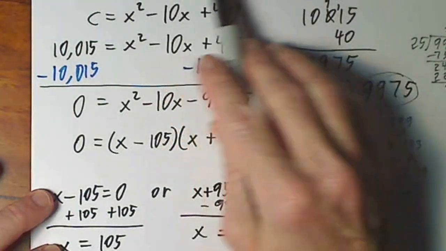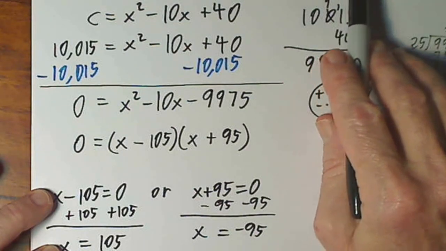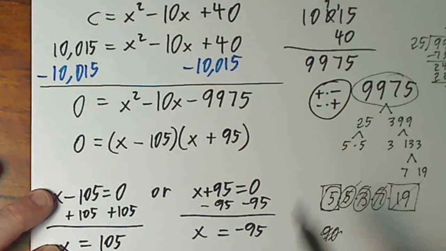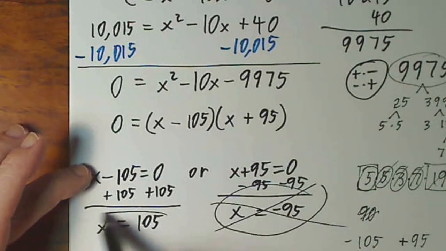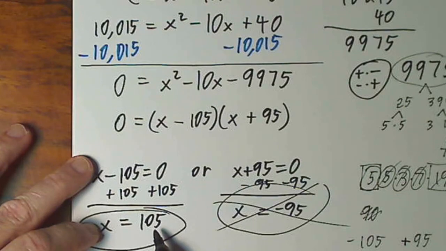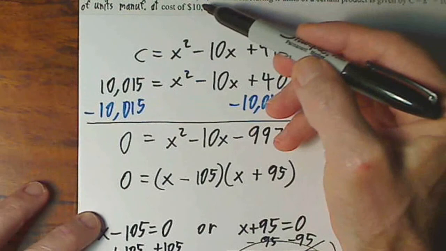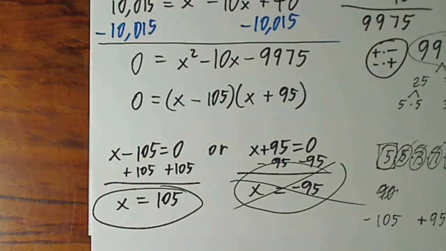Now let's see if these make sense. They want the number of units manufactured. Well, we couldn't manufacture a negative 95 units. So even though we got to this answer legitimately, you toss it and hang on to the positive value. If you manufacture 105 units, it will cost $10,015. So your answer is simply x equals 105.